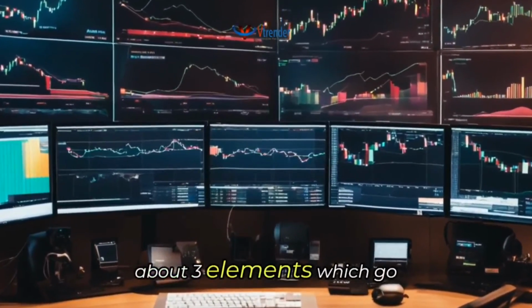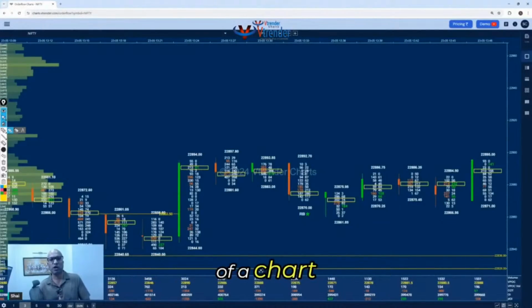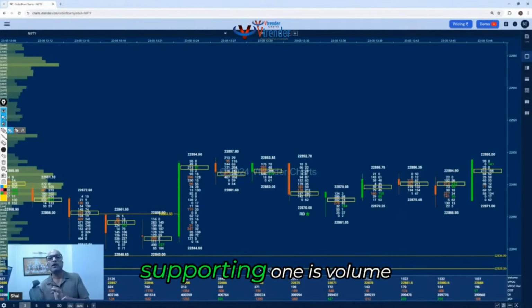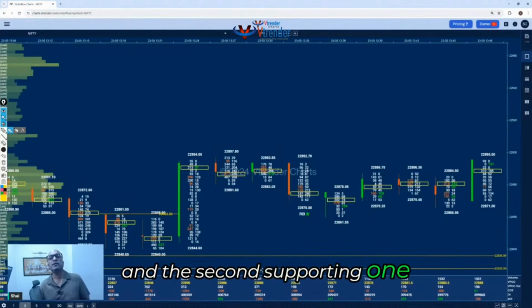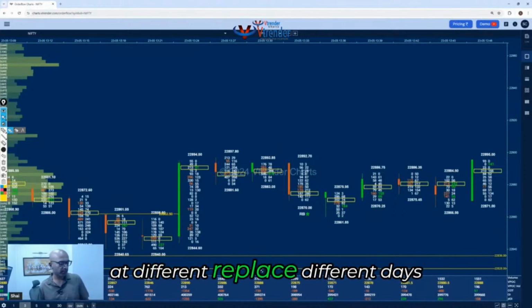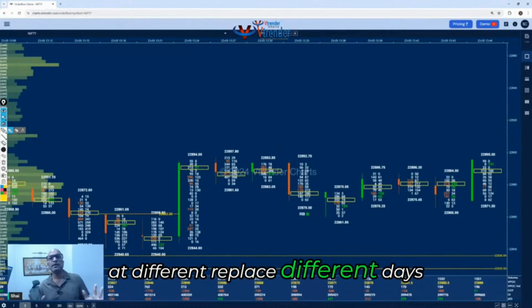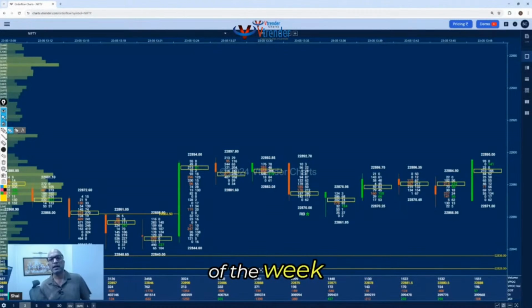There are about 3 elements which go into the making of a chart. Price, the most important one. The supporting one is volume, and the second supporting one is time. At different places, different days, different times of the session, and different days of the week, each of these 3 plays differently, right?